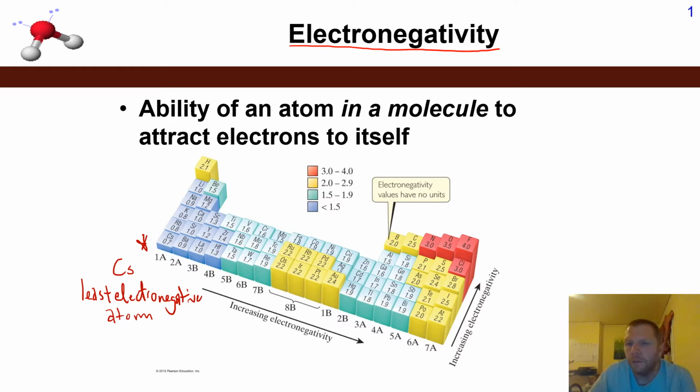Okay. The opposite end of the spectrum, which I'm going to switch colors for up here, is fluorine, F, the most electronegative. And what that means is that fluorine wants electrons within a bond.